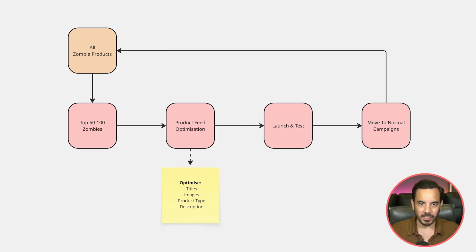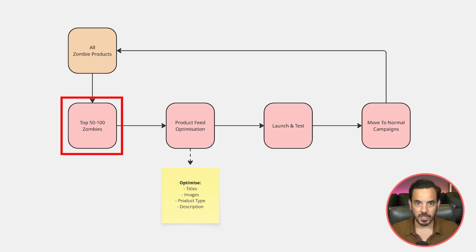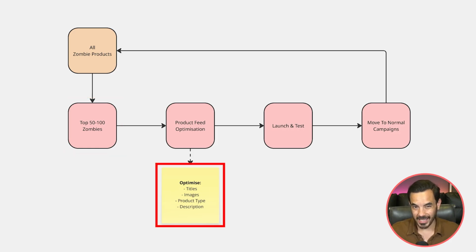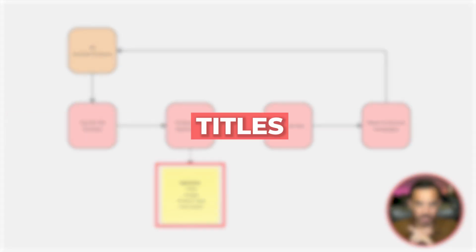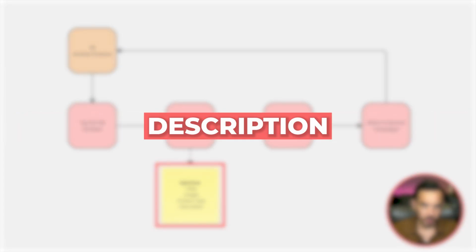It looks a little bit like this, to give you a visual version of it. Up here you have the full list of zombies, which you then select, just say, the top 50 to 100 zombies from. Then you make sure to optimize the heck out of those products, and I recommend focusing on their titles, images, the product type field, and the descriptions, all within your product feed.